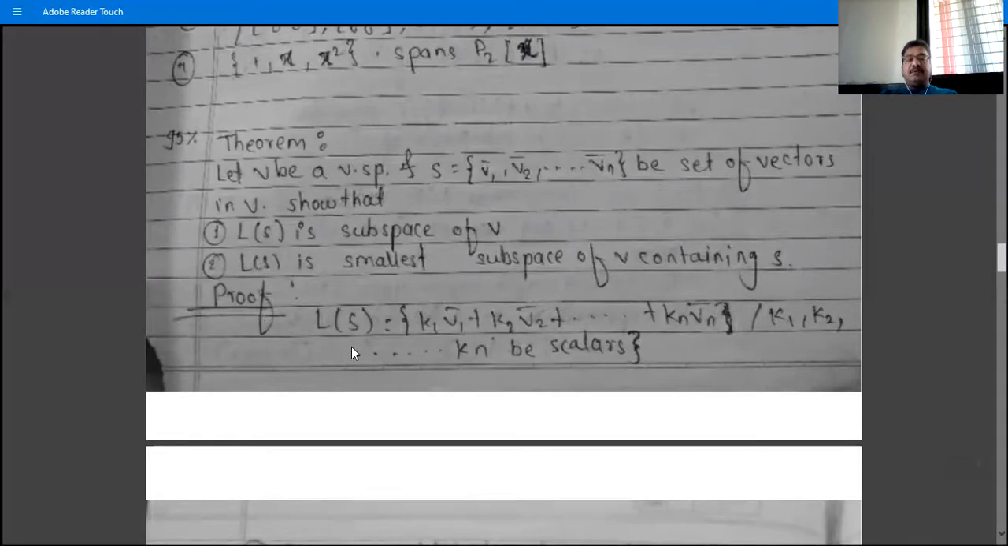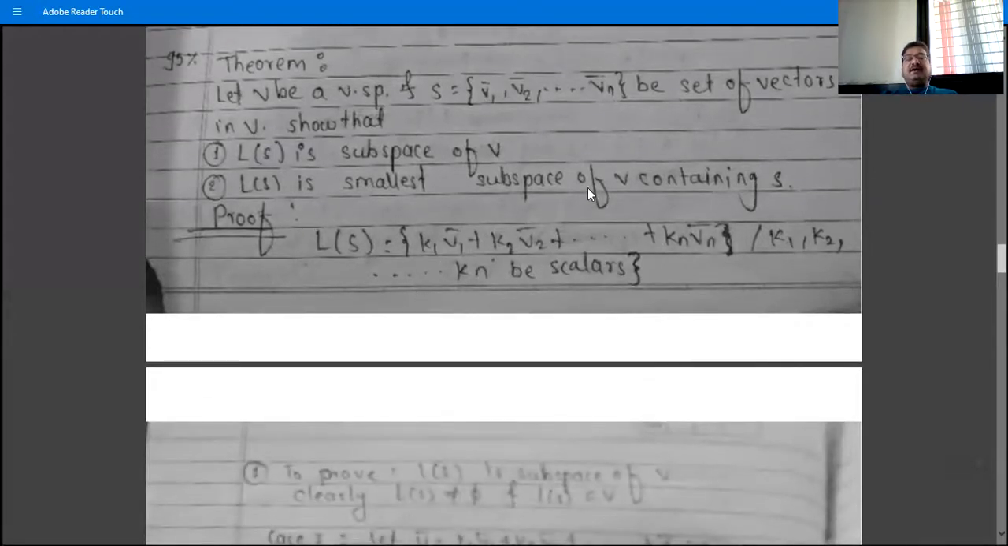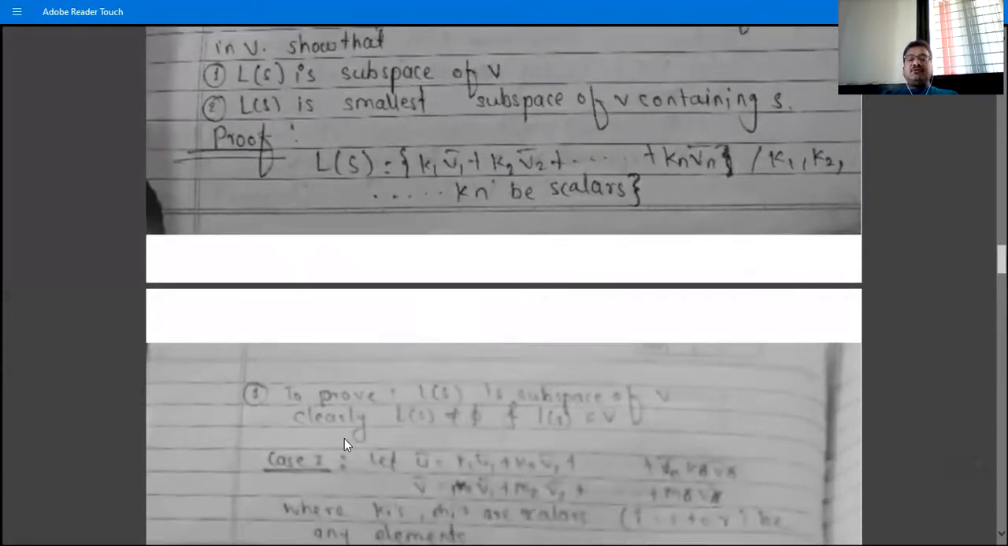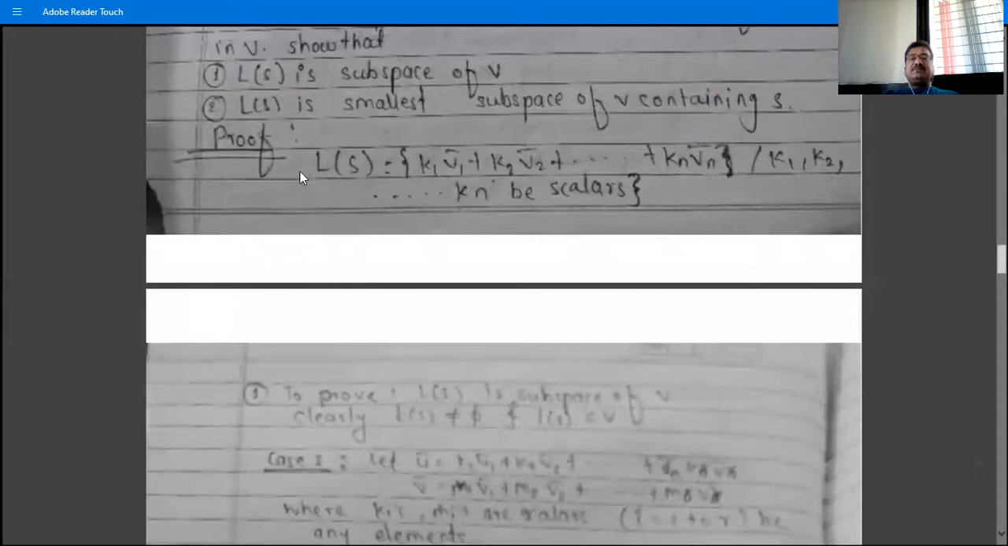Proof: LS is equal to the set of linear combinations of these V1, V2, Vn, that is K1 V1 plus K2 V2 plus Kn Vn, such that K1, K2, Kn are scalars. So LS is the set of all linear combinations of V1, V2, Vn. This is the definition of LS, the linear span of S. Now we have to show LS is a subspace of V. Clearly, LS is not empty and LS is a subset of V.